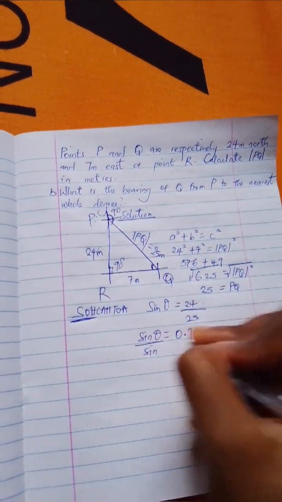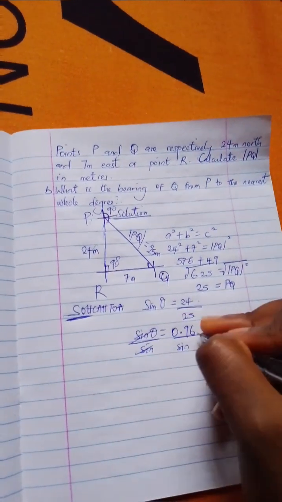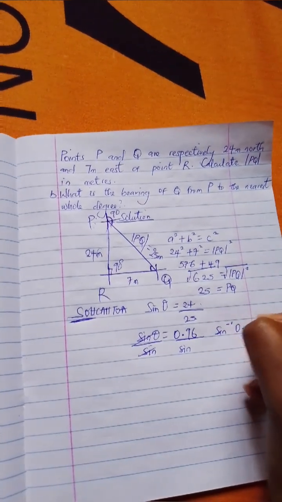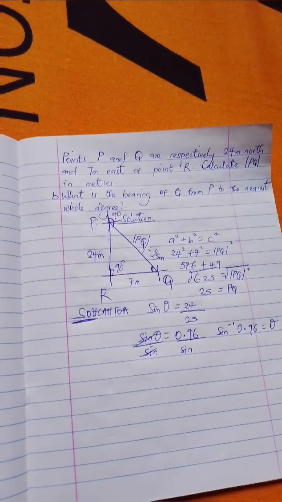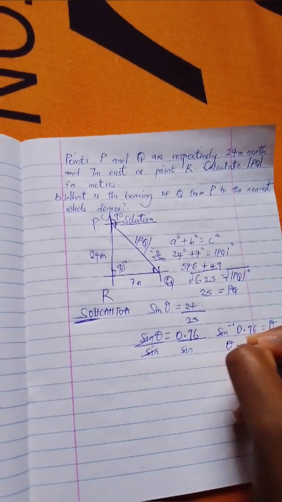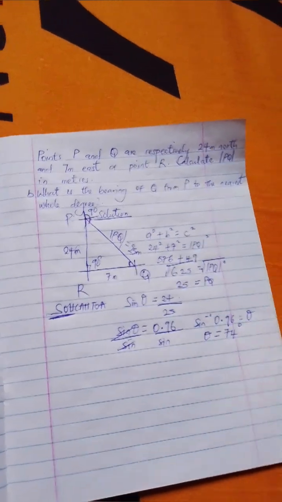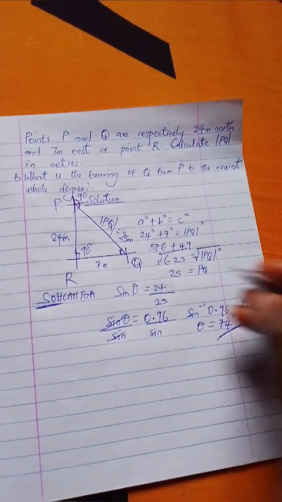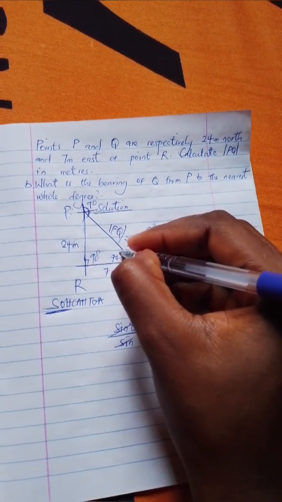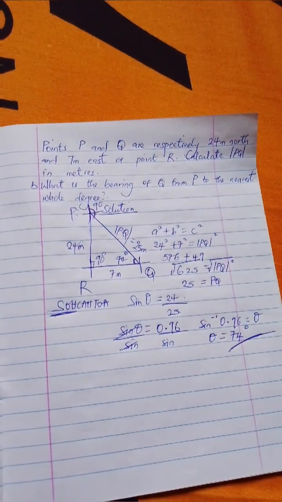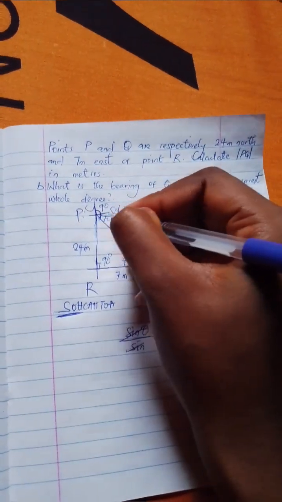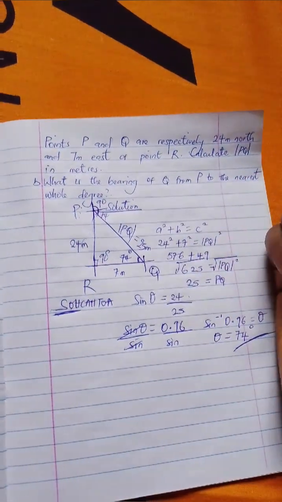I'm going to divide by sine, and I'm going to be having that the sine inverse of 0.96 is equal to my theta. Now the sine inverse of 0.96 to the nearest whole degree is giving me 74 degrees. So automatically 74 degrees here is my answer. So the angle here is equal to 74 degrees. Now, since I've gotten that the angle here is 74 degrees, it means that the angle here will also be 74 degrees because these two angles are alternate angles.